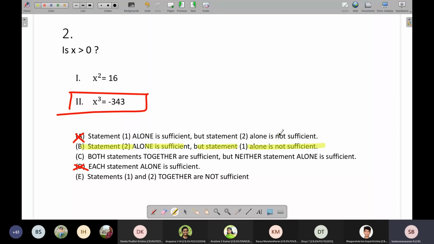Is this clear to you? Yes or no? Is this explanation sufficient and is it clear to you? Yes, sir. Okay, great job. Let's now go to the next question.